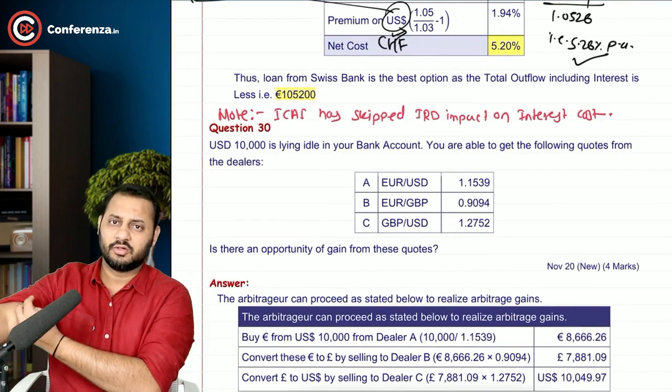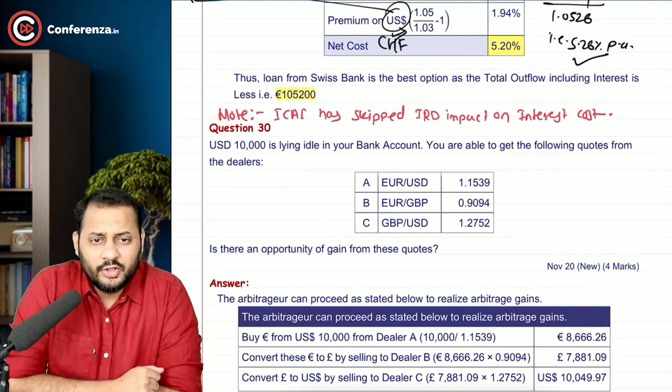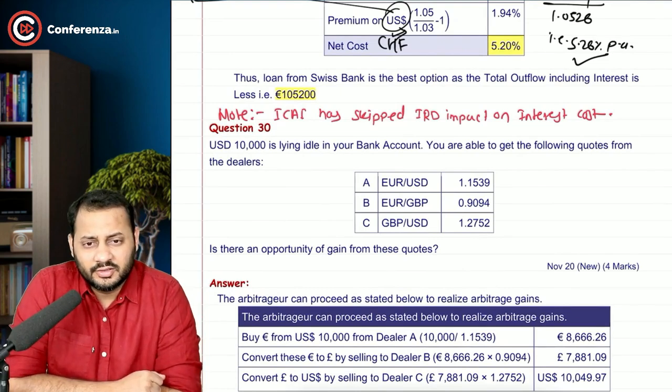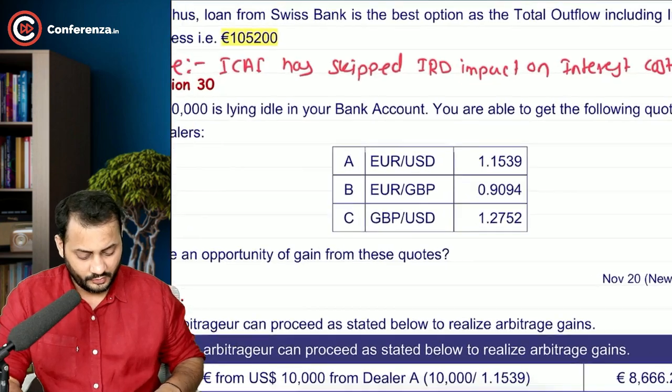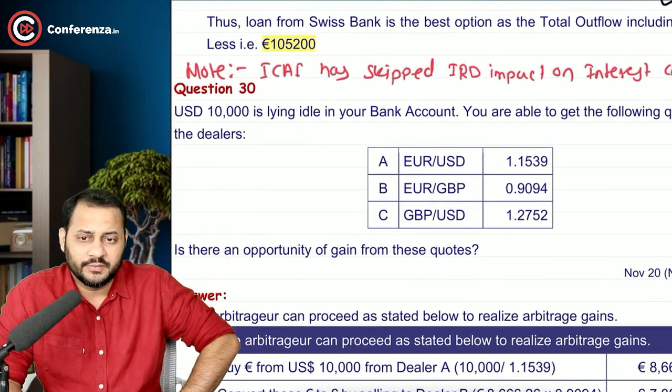Let's say $10,000 is lying idle in your bank account. You are able to get the following quotes from the dealers. See, euro per USD, euro per GBP, GBP per USD. Is there any opportunity of gain from these quotes?